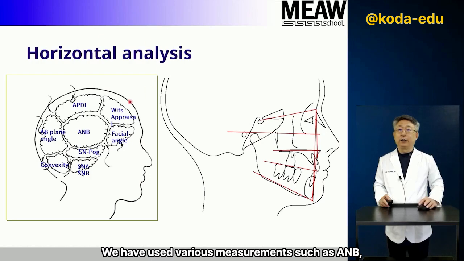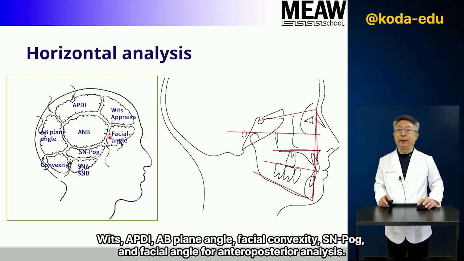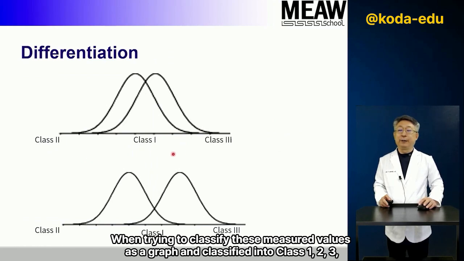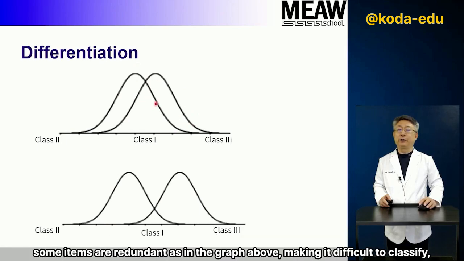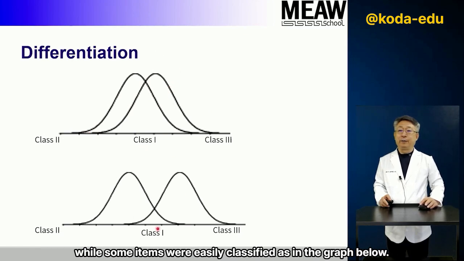We have used various measurements such as A and B, widths, APDI, AB plane angle, facial convexity, SNPOG, and facial angle for anteroposterior analysis. When trying to classify these measured values as a graph and classified into class 1, 2, 3, some items are redundant as in the graph above, making it difficult to classify, while some items were easily classified as in the graph below.